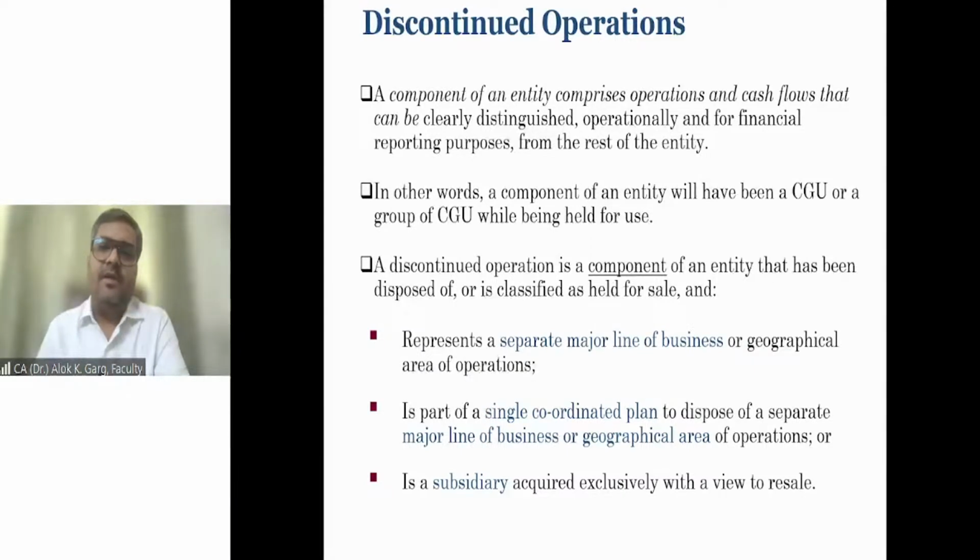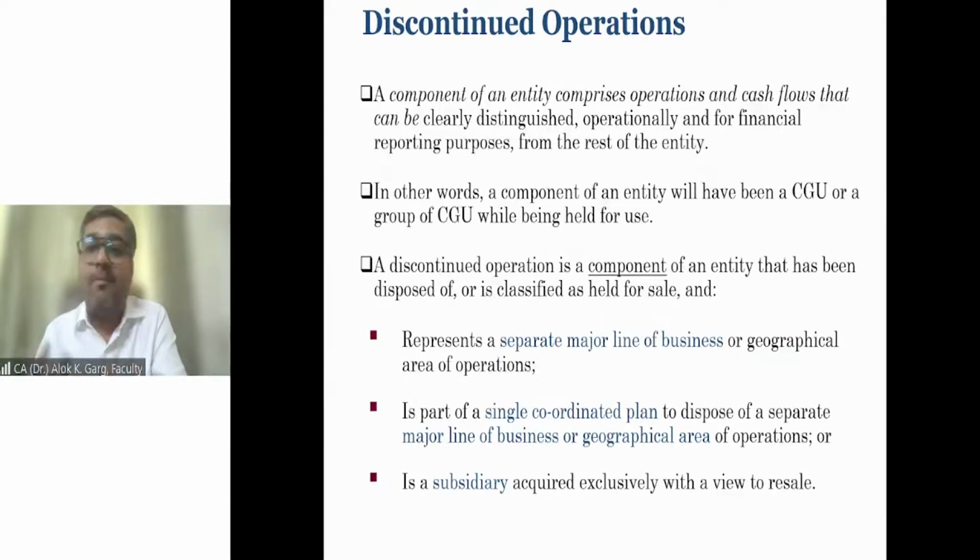For Tata Motors management, there are two segments, two components, two different operations which can be considered as a component or as a segment. Why? Because they are evaluating the operational performance as well as the financial performance of these two segments separately. So these are known as operations, these are known as components. So what is a discontinued operation?